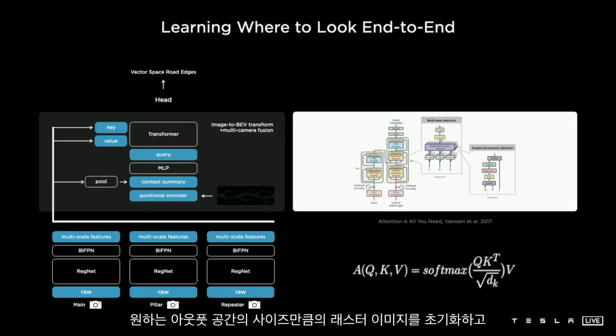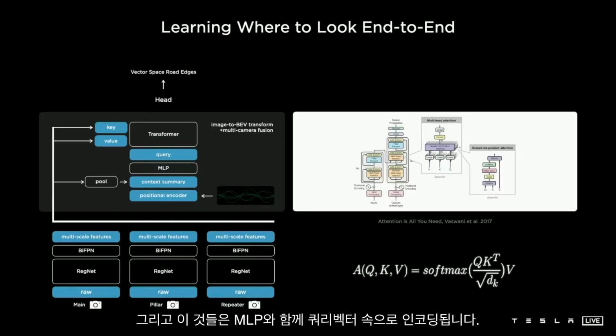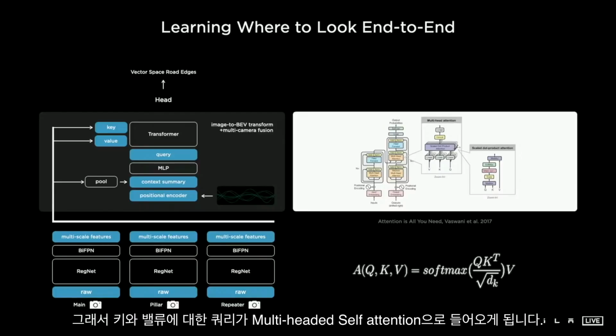And effectively what this does is you initialize a raster of the size of the output space that you would like, and you tile it with positional encodings with sines and cosines in the output space. And then these get encoded with an MLP into a set of query vectors. And then all of the images and their features also emit their own keys and values. And then the queries, keys and values feed into the multi-headed self-attention.